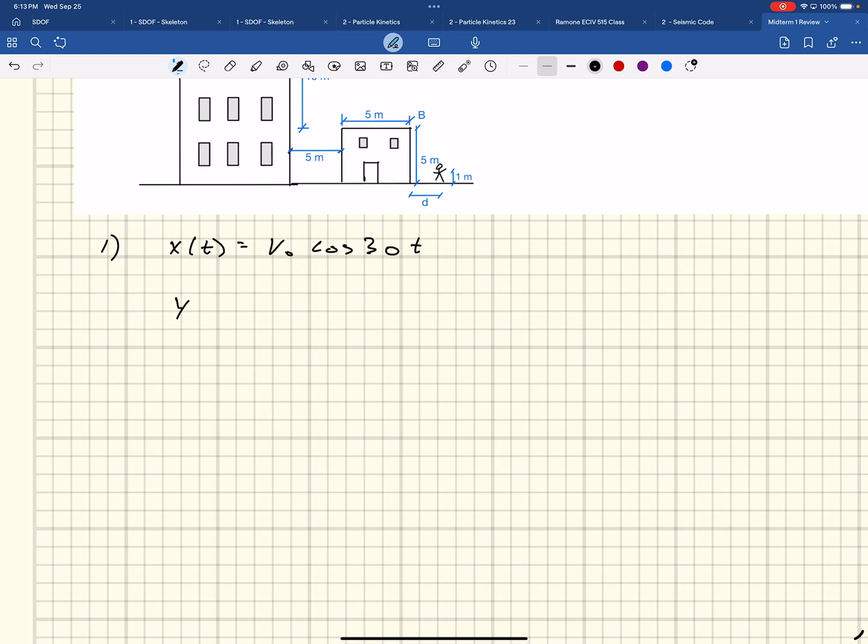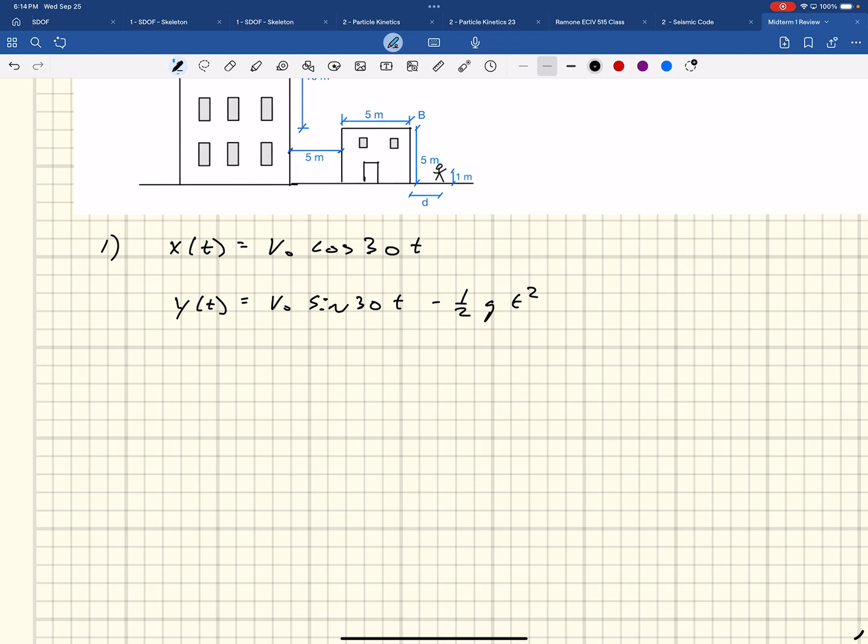And then y as a function of time is equal to v naught sine of 30 times time, minus 1/2 g t squared. That is my y position as a function of time, because it has an acceleration component in that direction. Okay, so those are the equations.